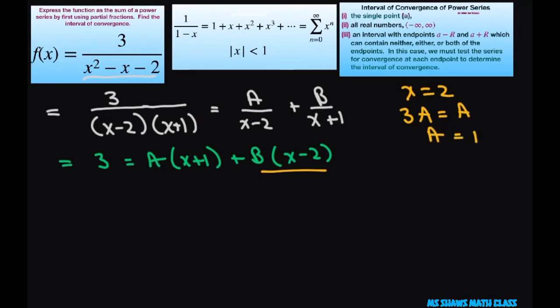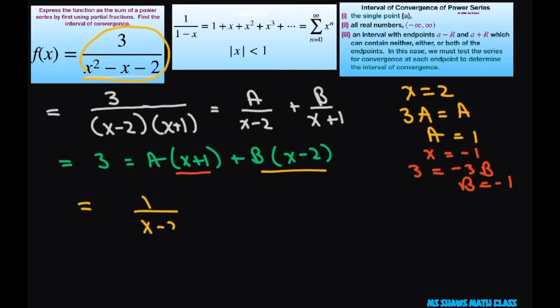And then let's let x equal negative 1. If x is negative 1, the A goes away, that zeroes out here, and you're going to get 3 equals negative 3B. So B is going to be negative 1. So our function here is equivalent to 1 divided by x minus 2 minus 1 divided by x plus 1.